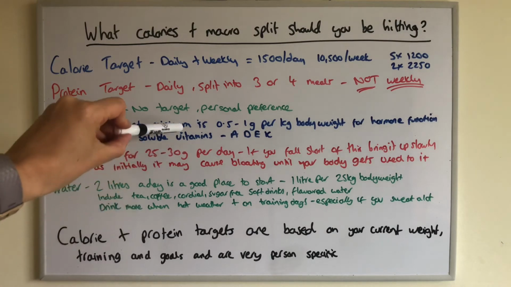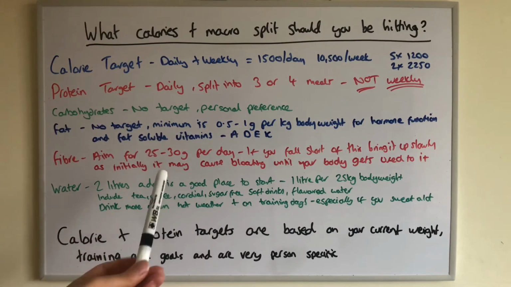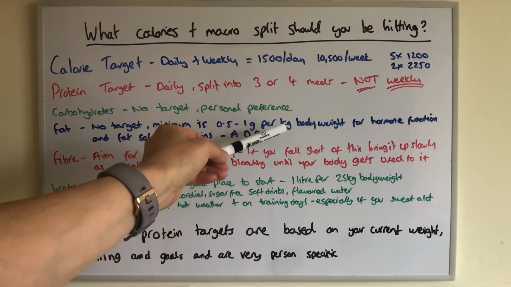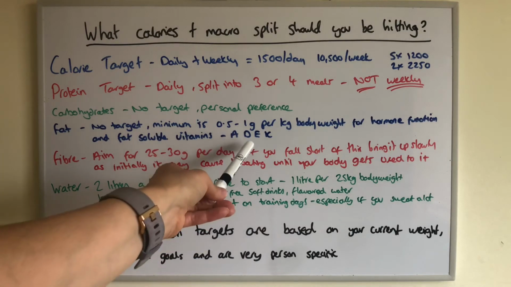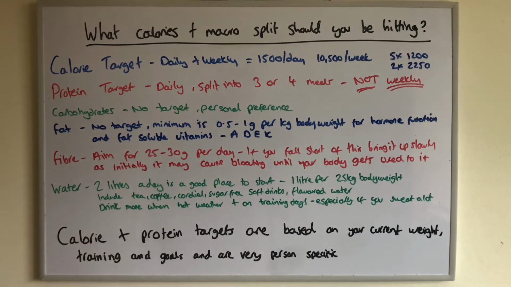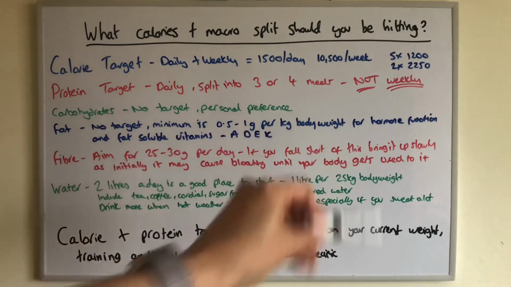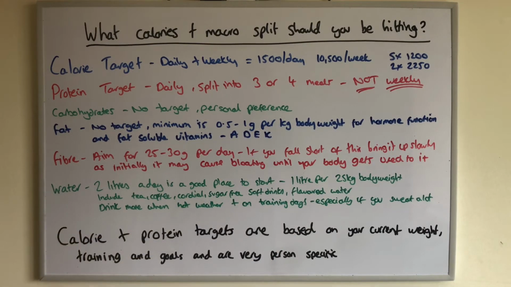With the fat, however, there is a minimum guideline recommended amount, which is 0.5 to 1 grams per kilogram of body weight. So if you were 70 kilos, then you would want between 35 grams to 70 grams of fat each day. Now, this is for hormone function, and there are some vitamins that are fat soluble, so A, D, E, and K. So they cannot be used unless there is some fat in your diet. So again, there's no target. Minimum recommendations are there for the hormone function and your fat soluble vitamins.